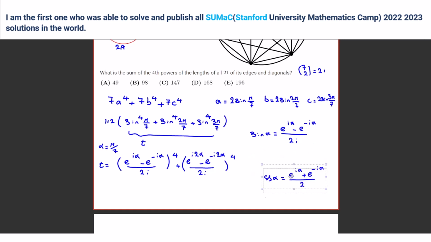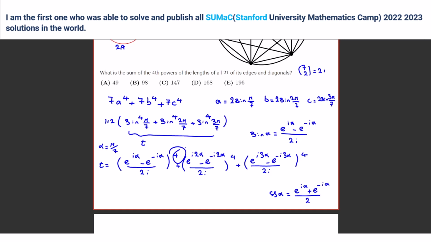And plus what? Last bracket is what? Is plus e to the i3 alpha minus e to the negative i3 alpha over 2i to the 4. The denominators are what if you raise to the power of 4? 16. 16.